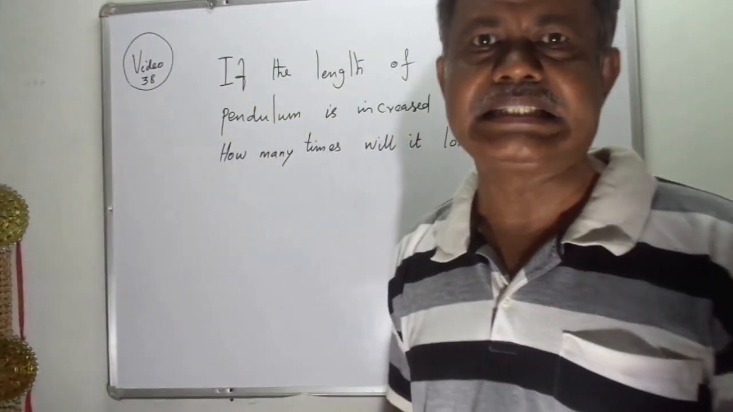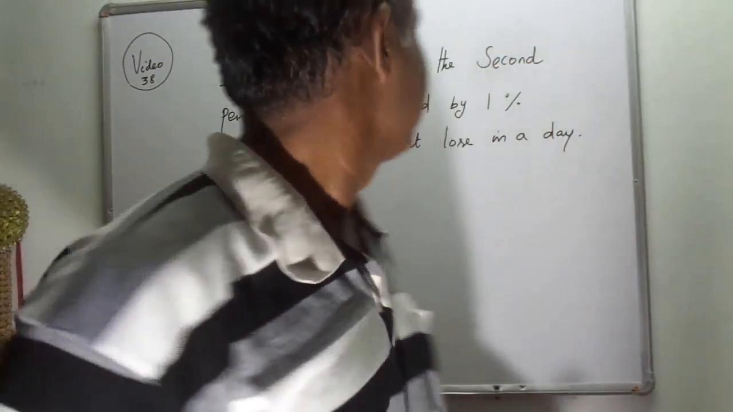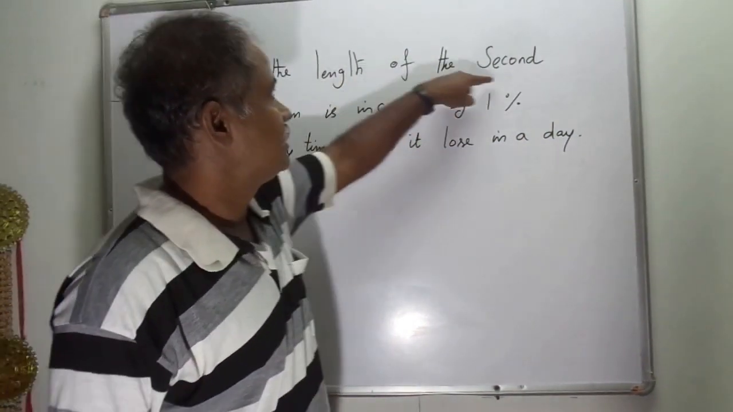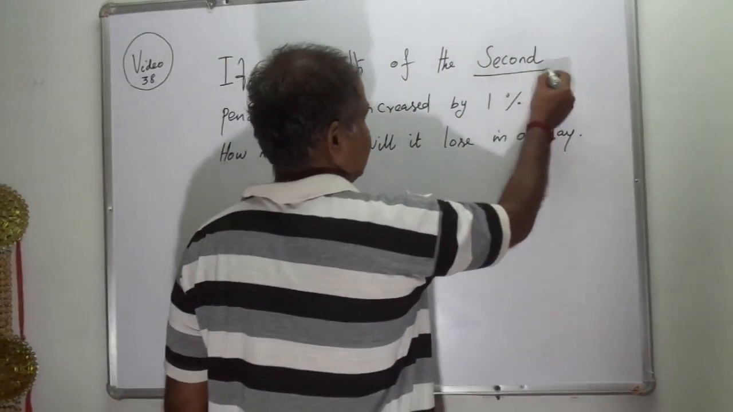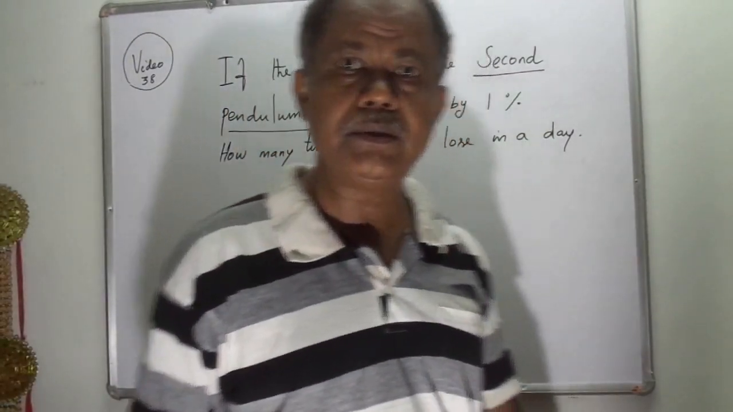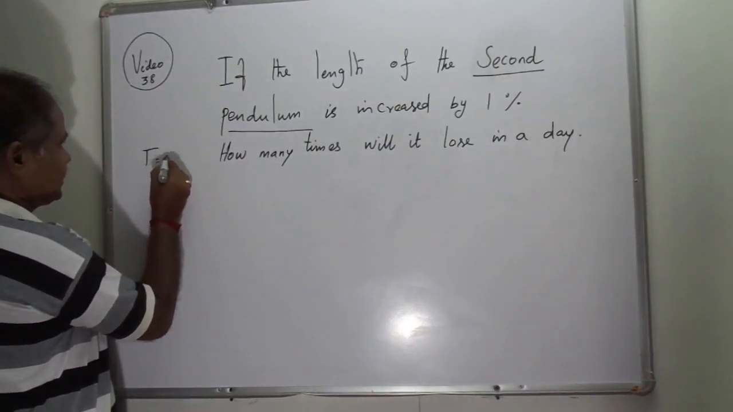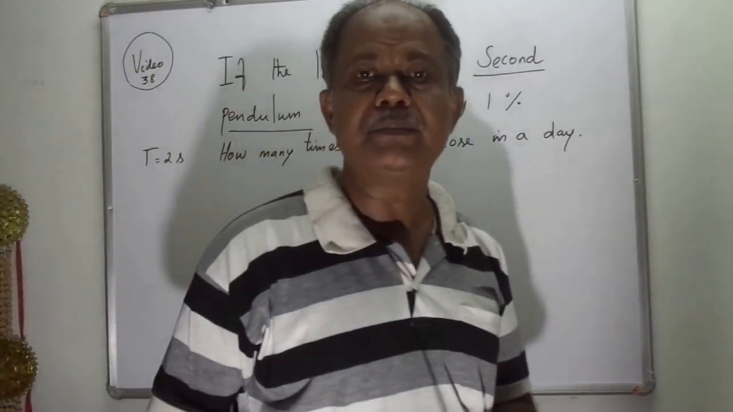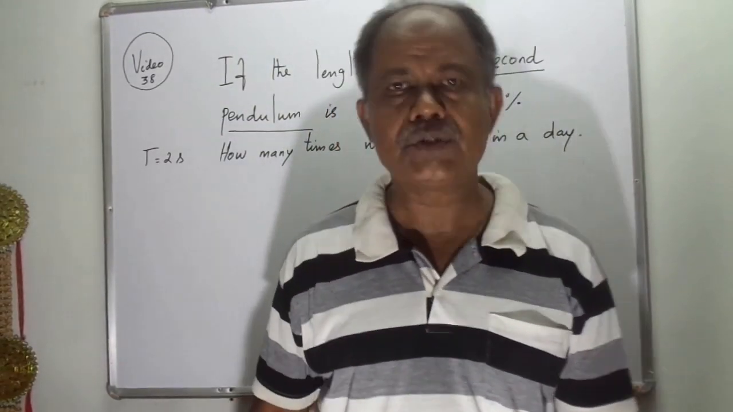We are going to discuss one problem. It's a very important problem. That's a simple pendulum only. Length of the second pendulum. Second pendulum has time period 2 seconds. Indirectly, it means a second pendulum has a time period of 2 seconds.